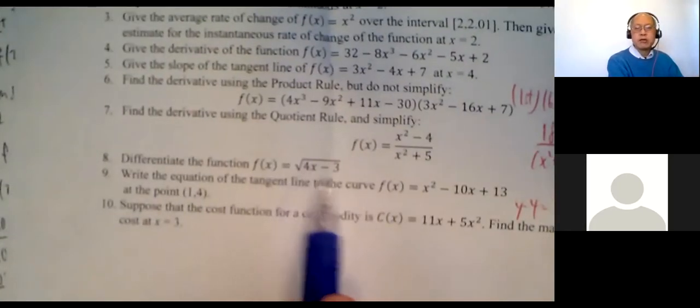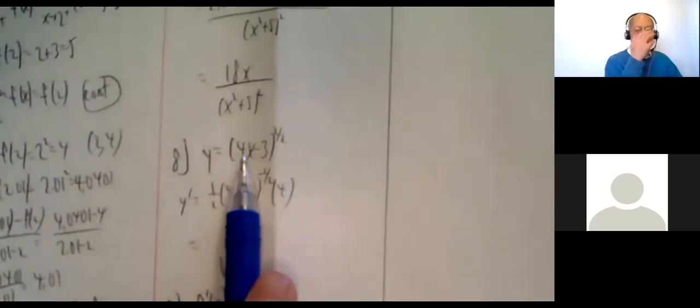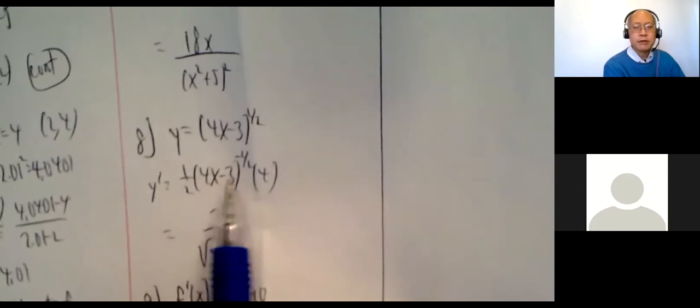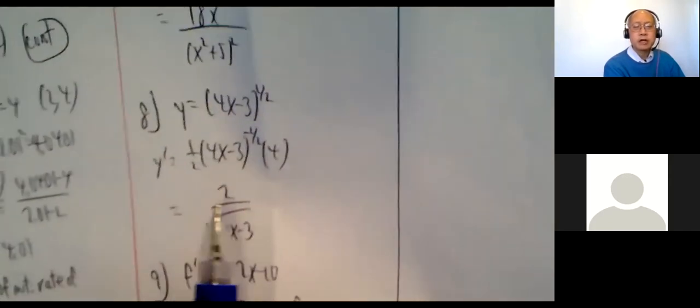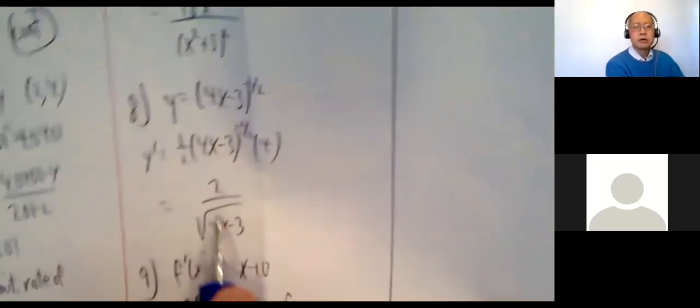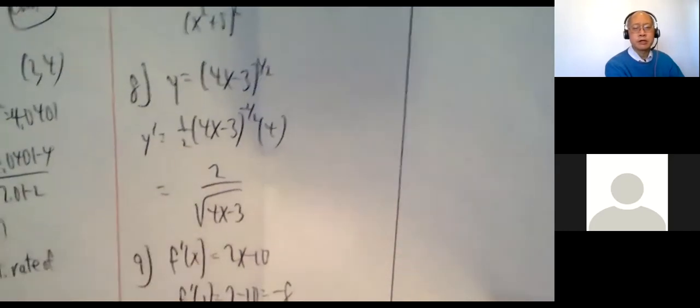Number 8, differentiate this. Square root means raised to the 1/2 power. So 4x minus 3 to the half. Derivative is 1/2 times 4x minus 3 to the negative half. Then by the chain rule, times the derivative of the inside, which is 4. 1/2 times 4 is 2. Put that in the denominator. 2 over radical 4x minus 3.